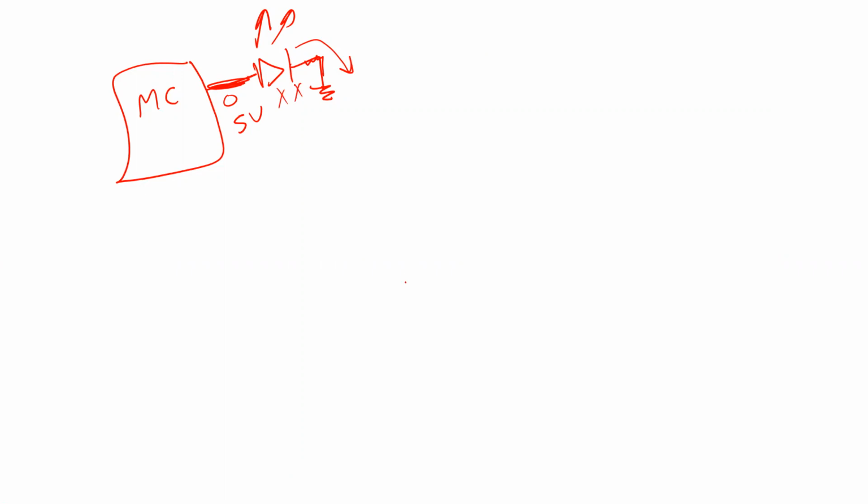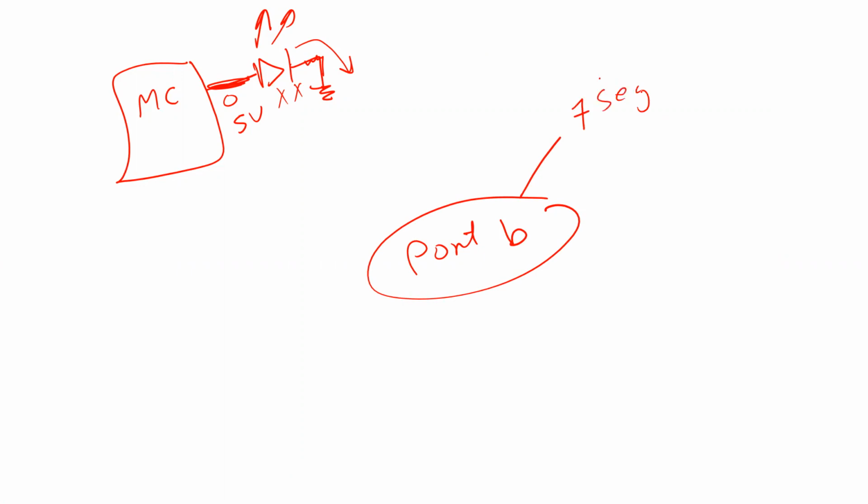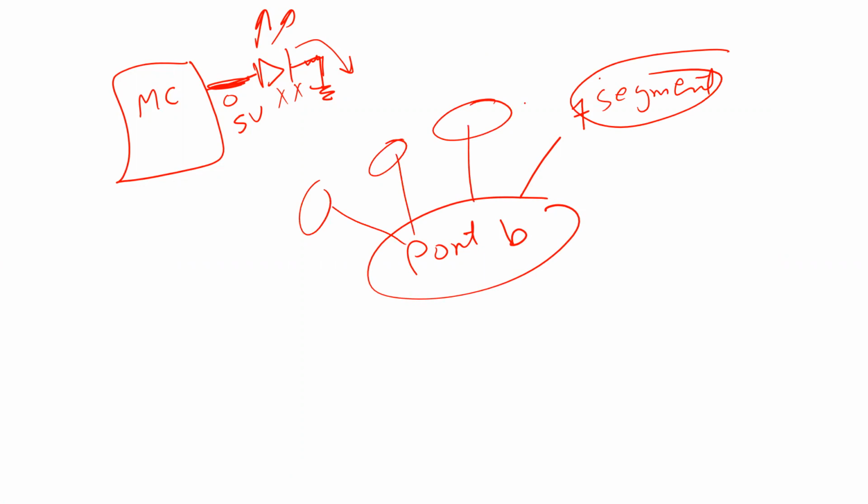The reason is, look here, guys, port B. We have only one port B. This port B is connected to 7 segment displays, 4 of them: 1, 2, 3, 4. It's also connected to the LEDs. That means if you write something here on port B, it should be shown on all of them.